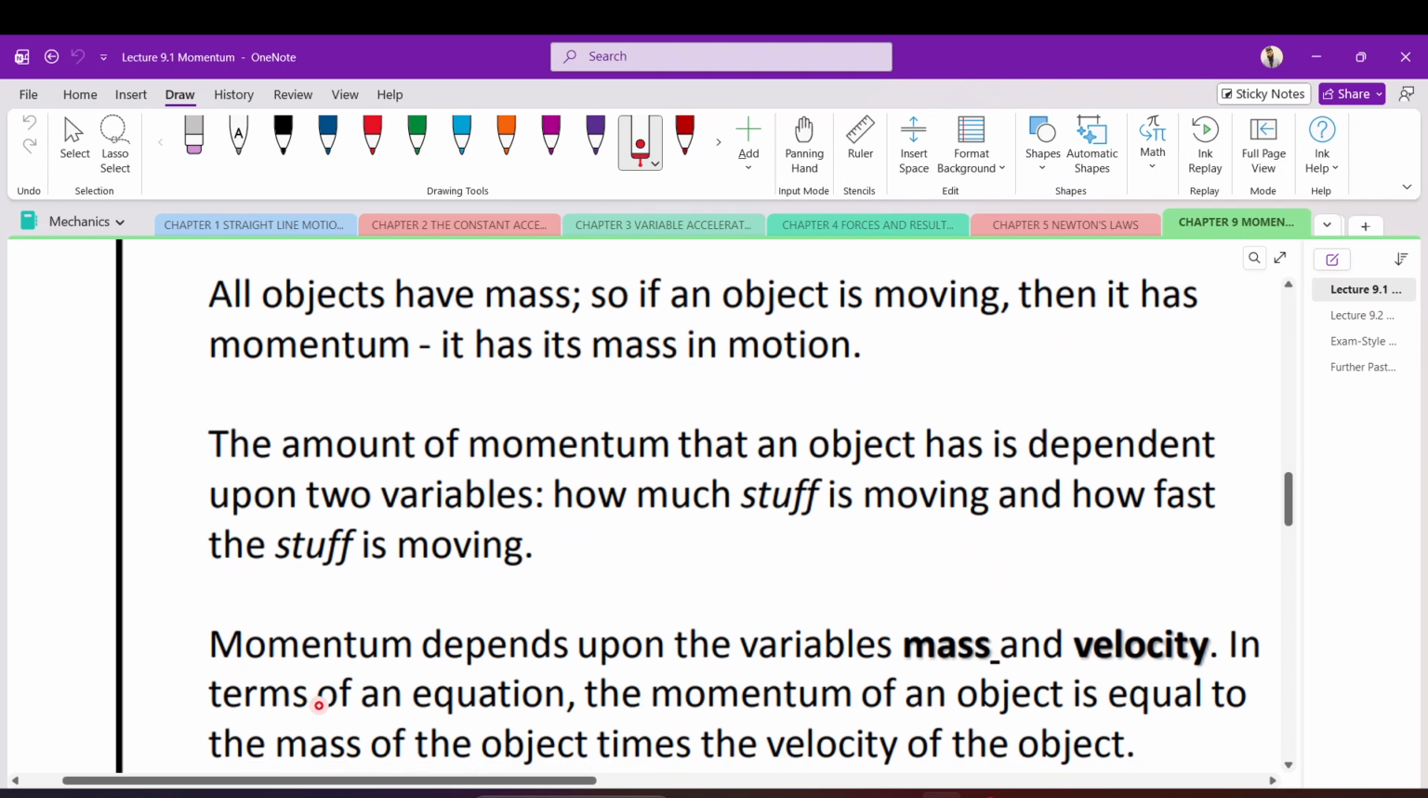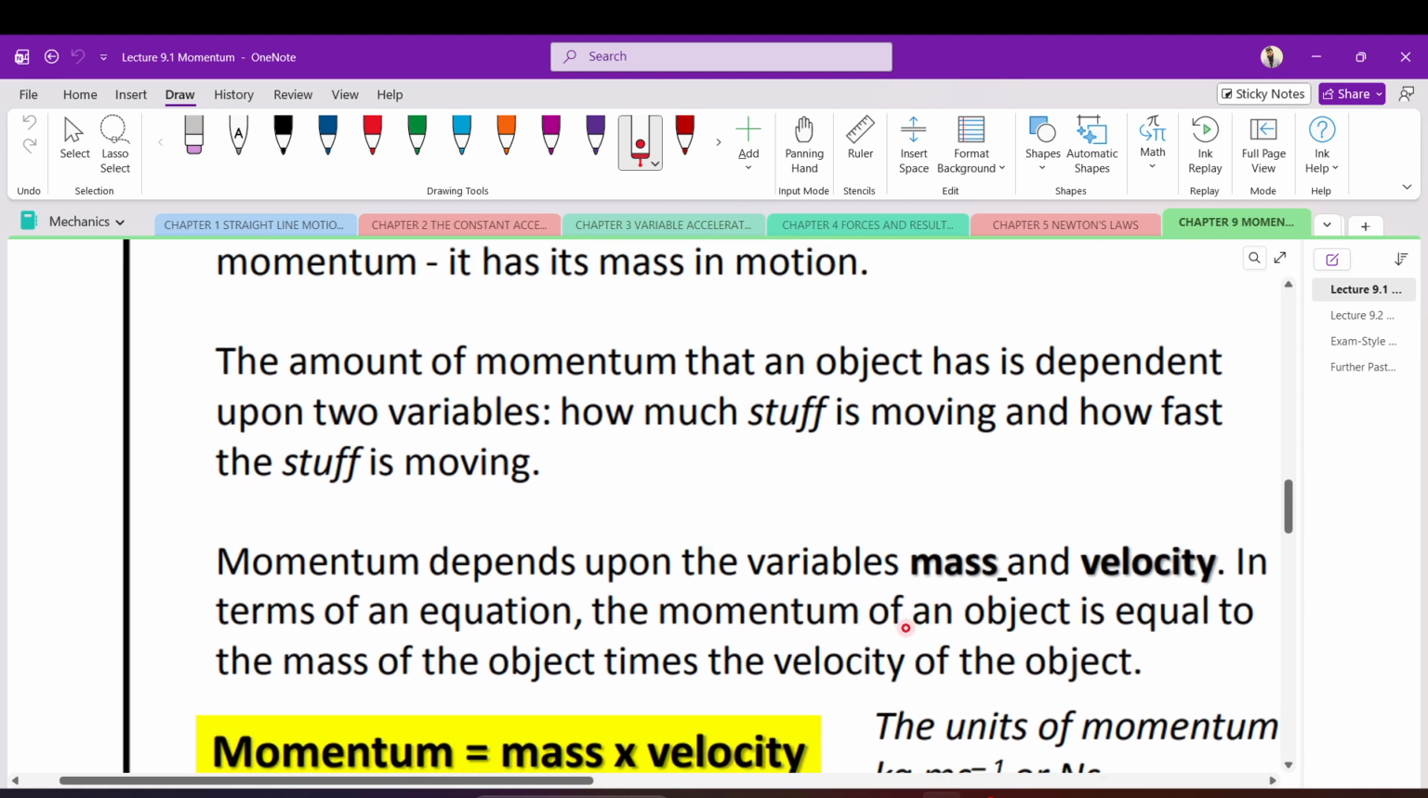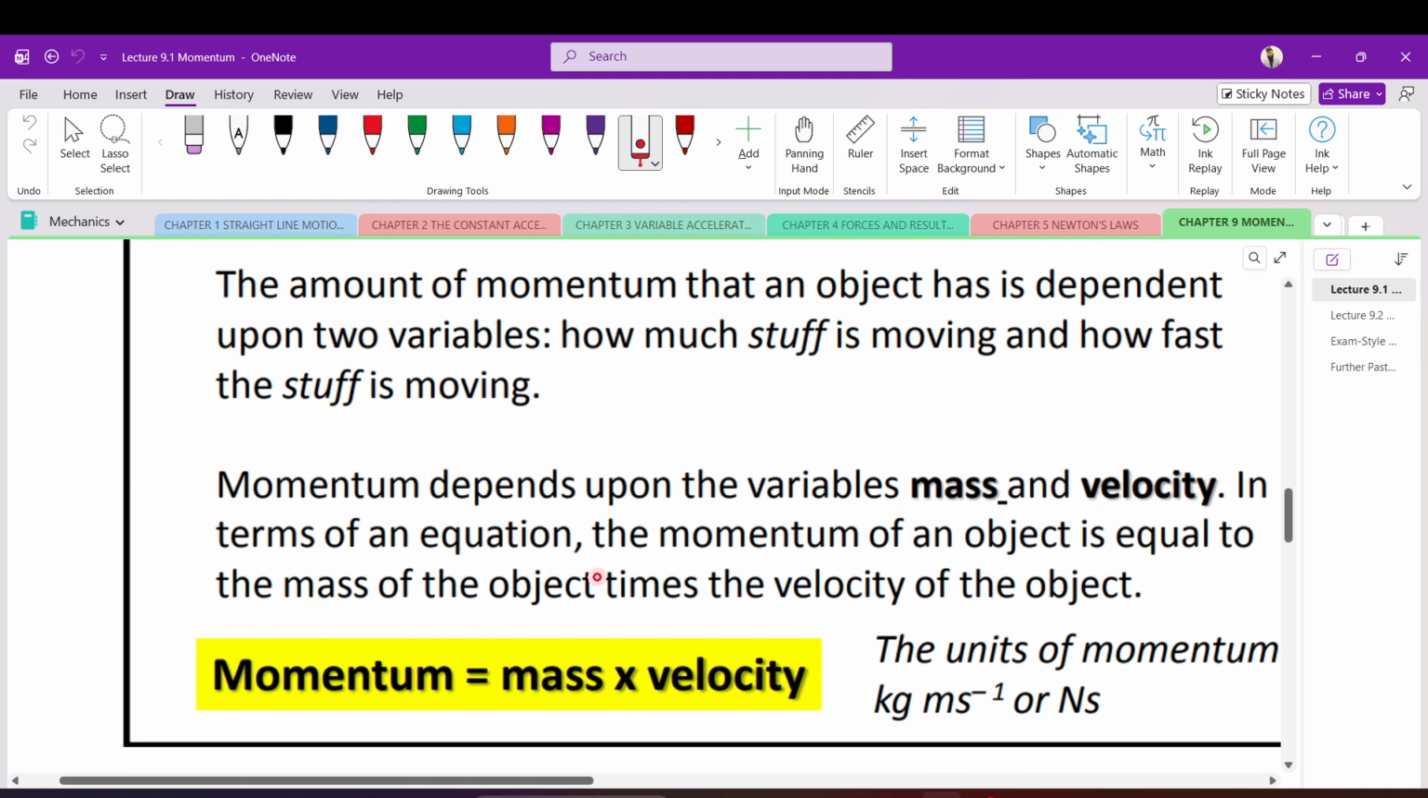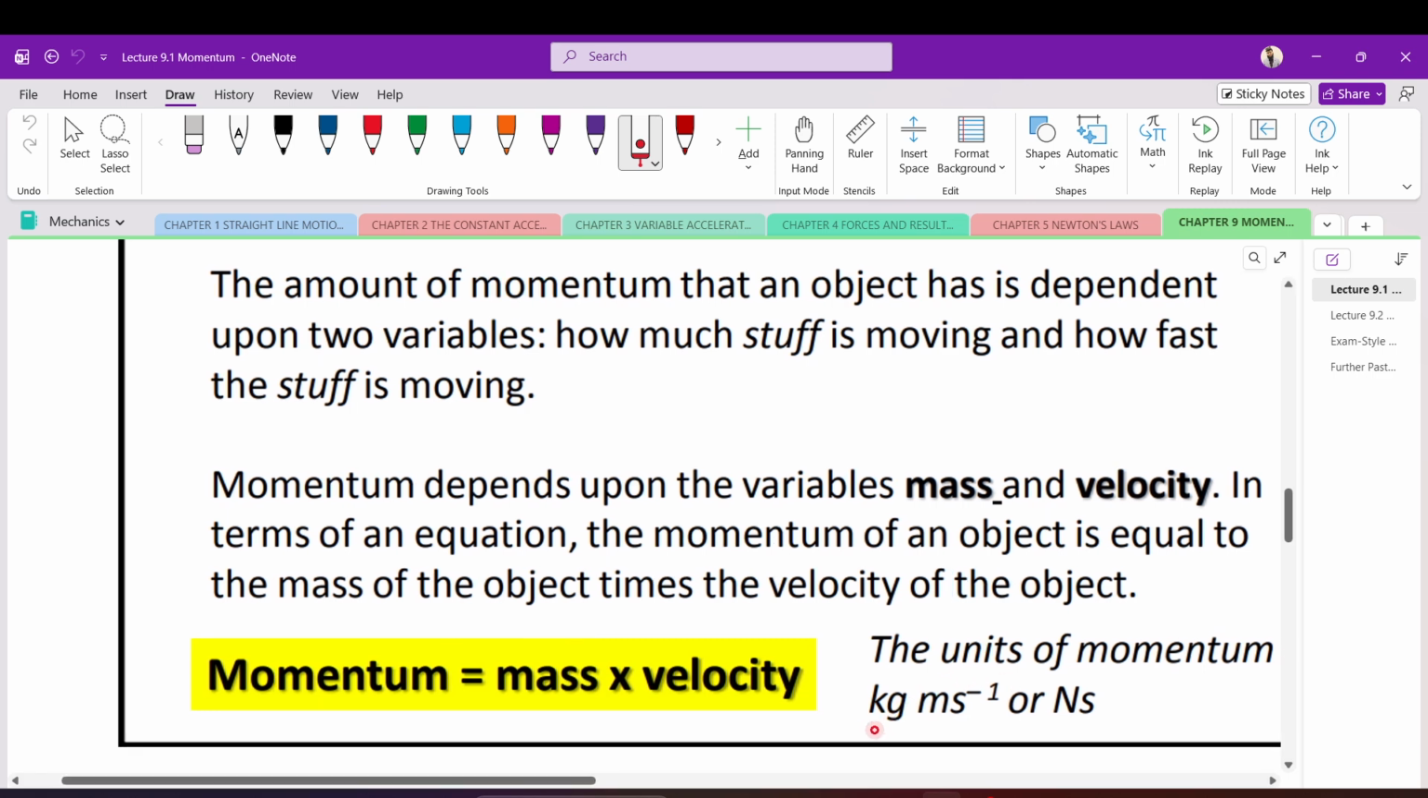In terms of an equation, the momentum of an object is equal to the mass of the object times the velocity of the object. So momentum is the product of mass and velocity. The units of momentum are kilogram meters per second. Kilogram comes from mass and meters per second comes from velocity. Or you can simplify it and write it as Newton seconds.